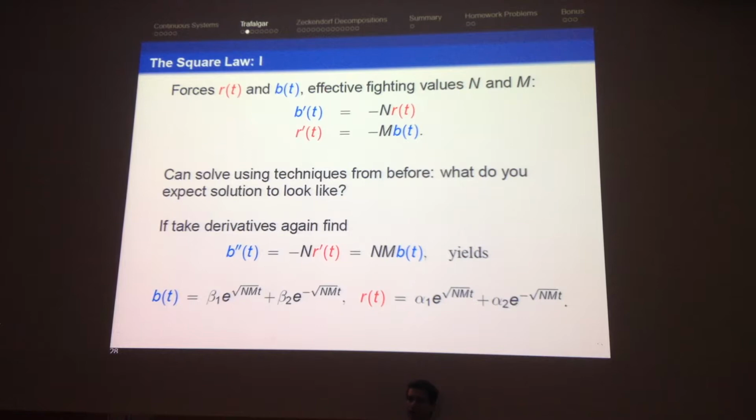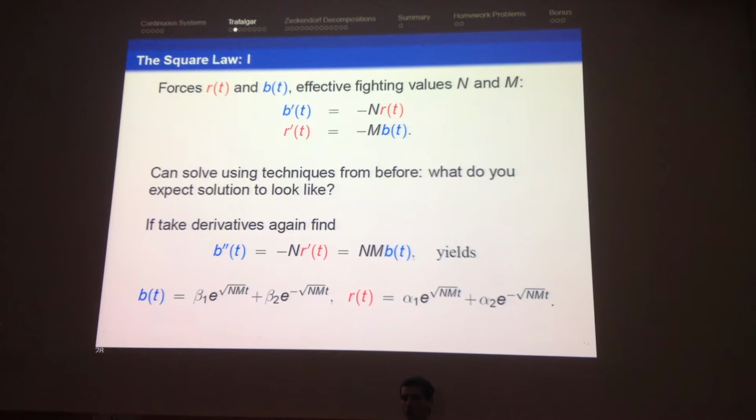What do you think happens once all the blue ships have been destroyed? Yes, then these equations only hold so long as b of t and r of t are positive. Once the blue fleet has been completely destroyed, you do not start getting negative numbers of blue ships. Right?